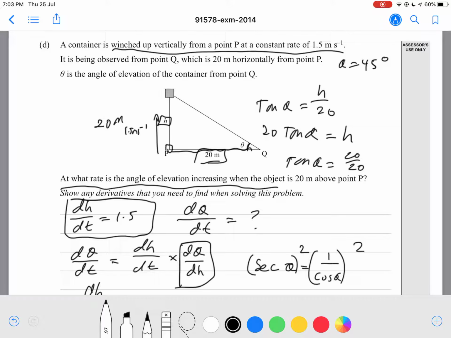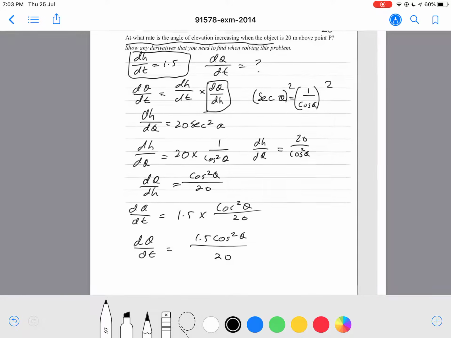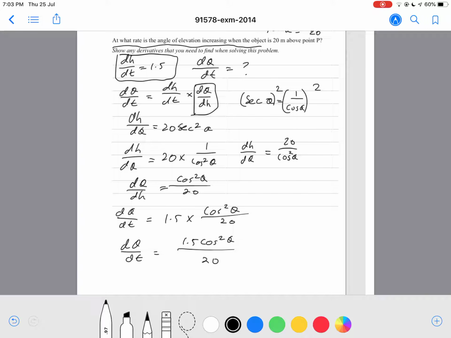So why are we trying to find this? Why can't we just find our answer immediately? As you can see in our equation, we have 1.5 cos squared theta. The problem is that the question gives us the height, but it doesn't give us theta. That means we need to manually work out what theta is when the object is 20 meters above the ground, and substitute that theta back into our equation. So now we have our theta. We can say d theta over dt equals 1.5 times cos squared of 45 divided by 20.